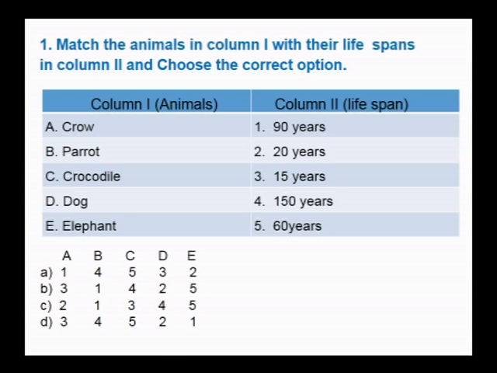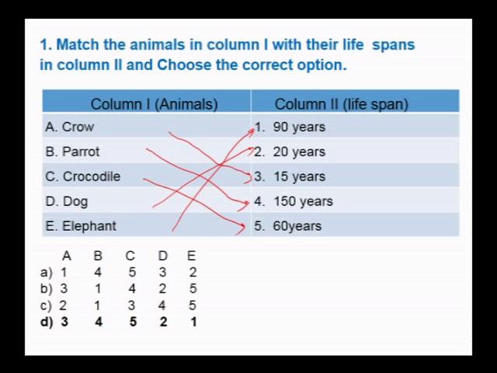See, crow has the lifespan of 15 years. Next, parrot has the maximum lifespan, around 150 years. Then crocodile has 60 years. Dog has 20 years, whereas elephant is around 65 to 90 years. So this is a match the following type of question. Therefore, the answer for this question is D.